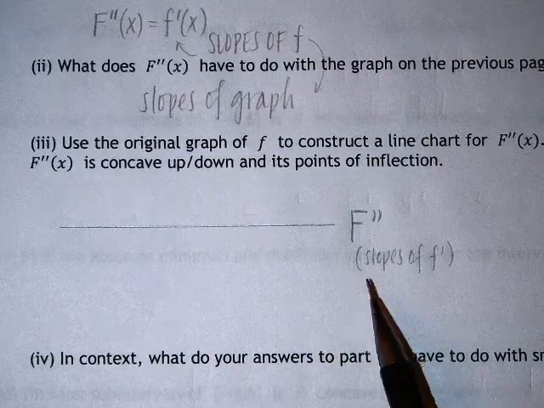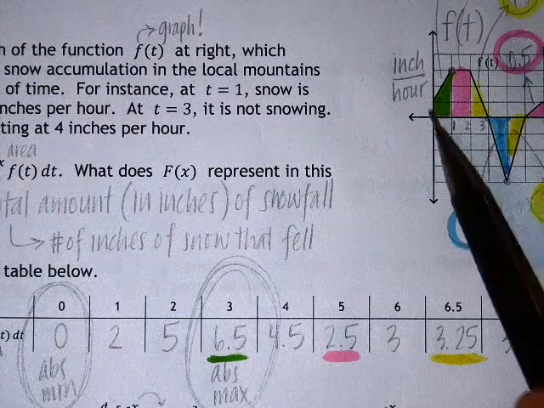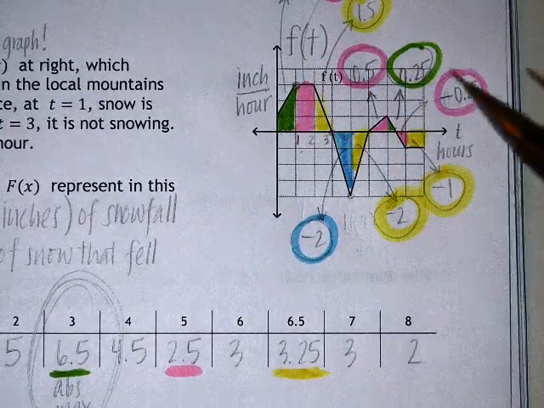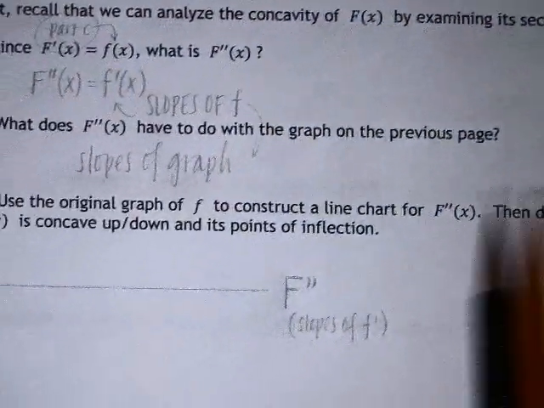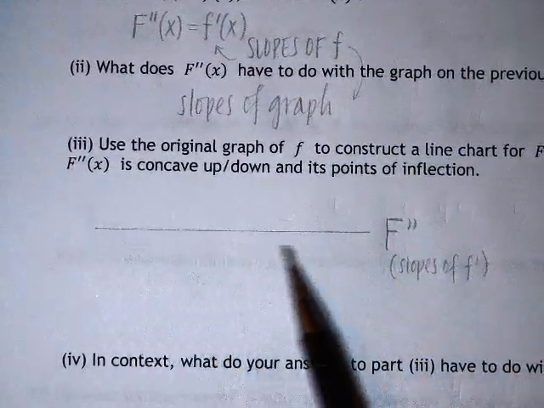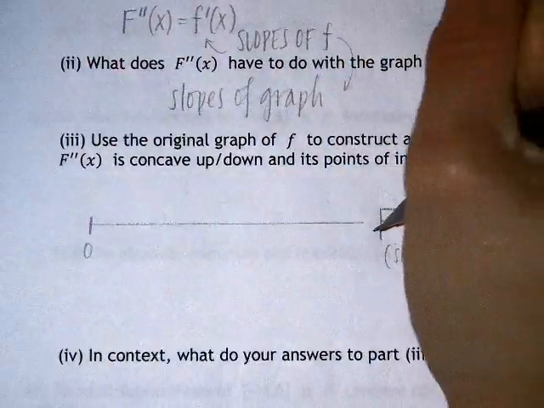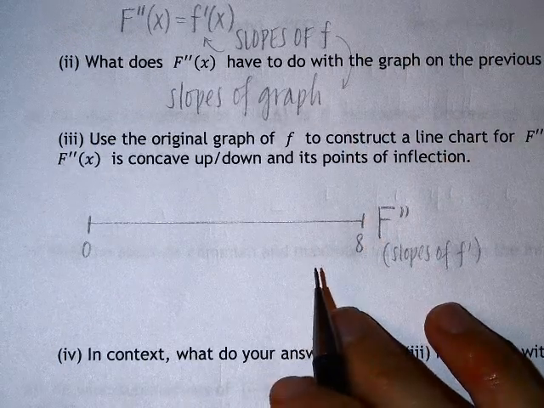Now, if I need to find slopes, that means I need to be looking at the graph and interpreting the graph as we always interpret line charts. I'm looking for zeros, I'm looking for pluses, and I'm looking for minuses. Now, just to make sure, I do want to give myself some boundaries here. The graph starts at 0. The graph ends at 8, so I want to make sure my line chart is accurate in that way.